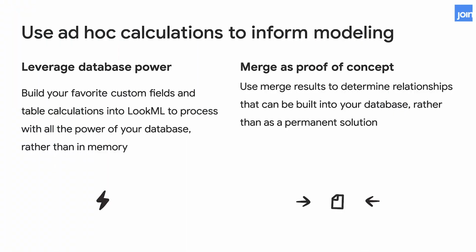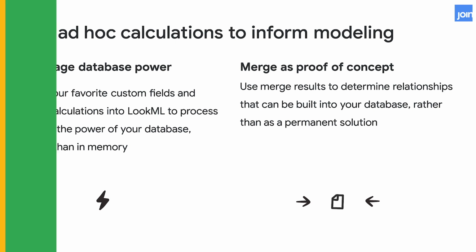Additionally, with merge results, those are really, really useful as a proof of concept. If I was a data engineer and wanted to know which table joins I needed to create in my database, merge results would be the best tool that I could imagine because it gives your users access to the data and an ability to show how it would work if it was connected in your database. So use the merge results that your users are building to determine relationships that can be built into your database rather than using those merge results as a permanent solution.